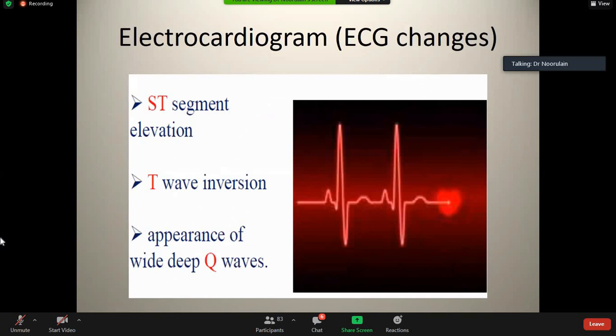Okay, these are the ECG findings. ST segment elevation, T wave inversion, and appearance of the wide, deep Q waves. You remember these changes. Okay, ST segment elevation, T wave inversion, and the appearance of the wide, deep Q waves.